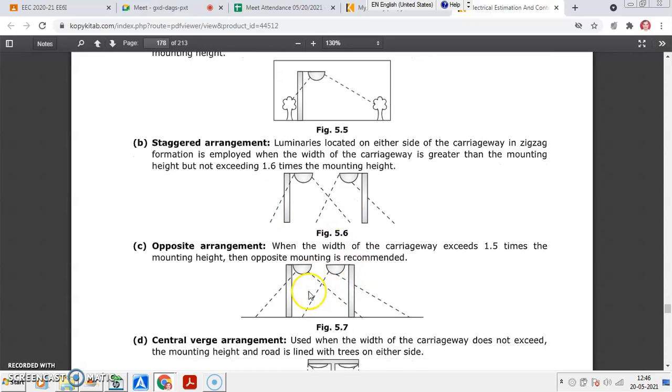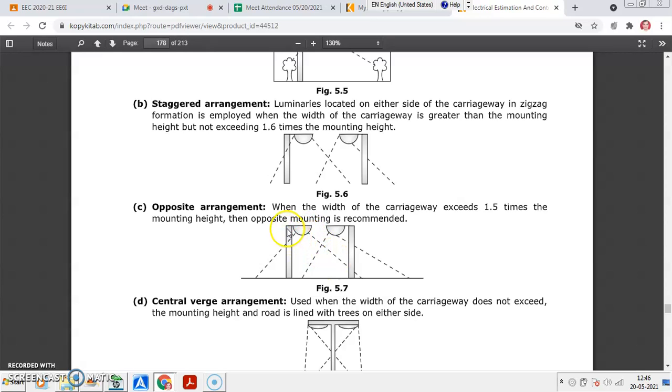Similarly, here you are having the opposite lamp post arrangement, where street light lamps are provided on both sides. Poles are erected on both sides, but the pole arrangement is exactly opposite to each other. म्हणजे हा इकडे त्याच्या समोर दुसरा. So like this, third, fourth, fifth, sixth, all opposite. If the road width is more than 1.5 times the lamp height, or the 1.6 times we discussed earlier, then you may go for this particular arrangement.